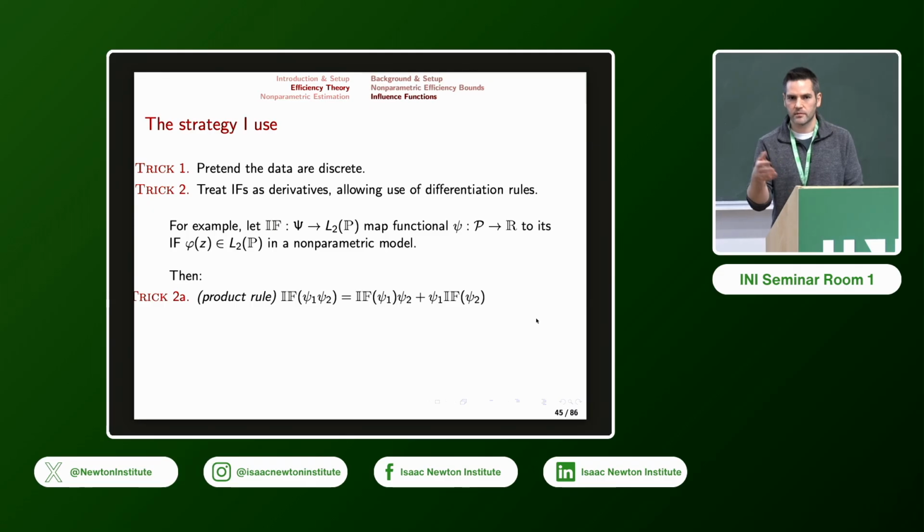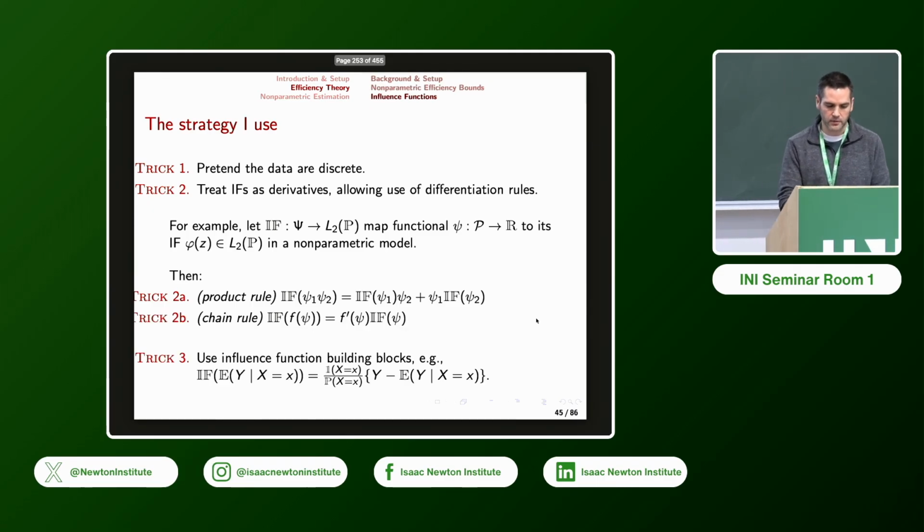The very simple rules from calculus, chain rules and so on. And then the third thing that I use, the third trick, is to use these building block influence function results. So I use the fact that, for example, the influence function for a regression function in the discrete model just looks like a residual multiplied by an indicator scaled by a probability. And this result you can check, or you can just use it as a tool in these calculations. But this one's easy to check using the more rigorous approach.